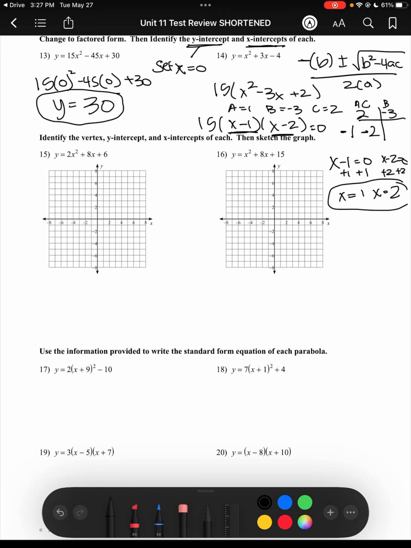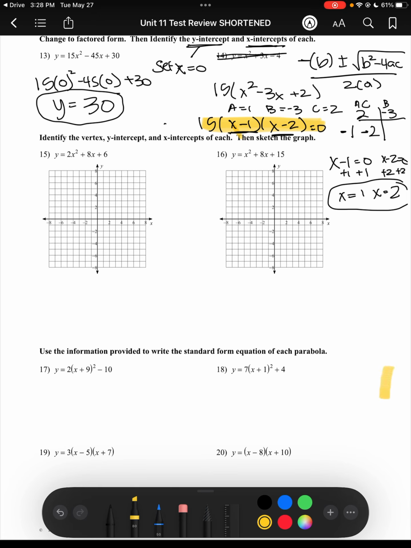All right, so that was all for 13. Remember, if you're given a problem that already looks like this right here, that is factored form. And if you're finding the x-intercept, the only thing you need to do is set each piece equal to 0 and solve for x.